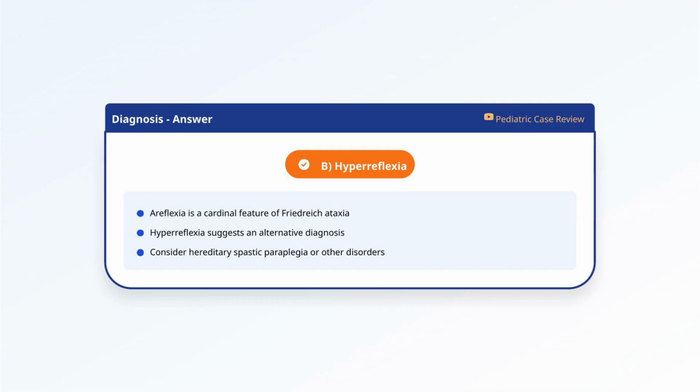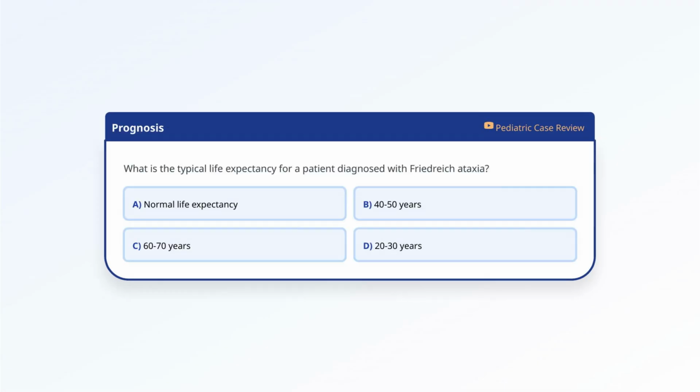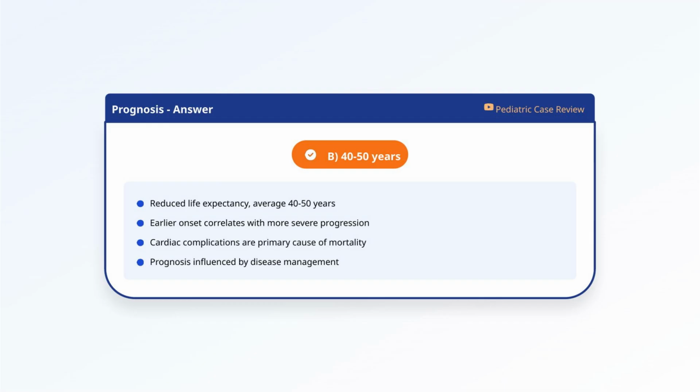What is the typical life expectancy for a patient diagnosed with Friedreich ataxia? A. Normal life expectancy. B. 40 to 50 years. C. 60 to 70 years. D. 20 to 30 years. The correct answer is B.